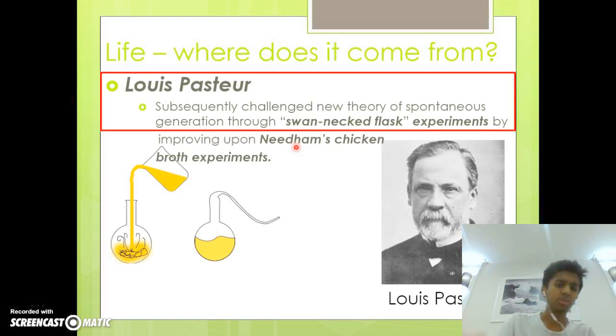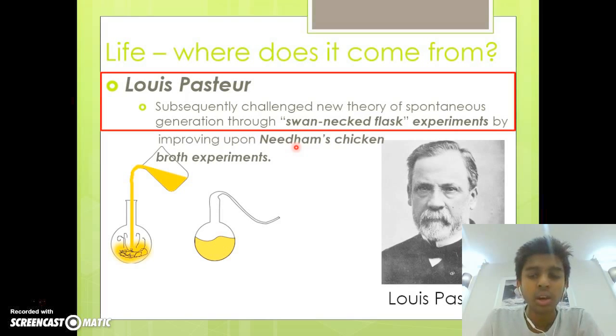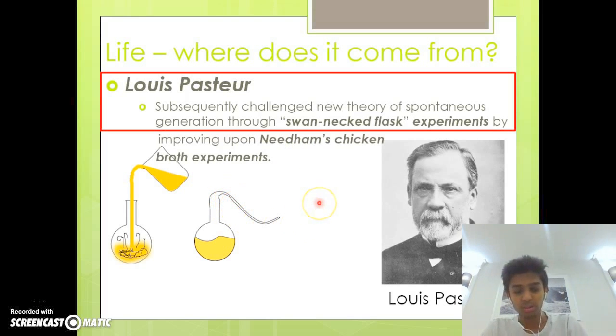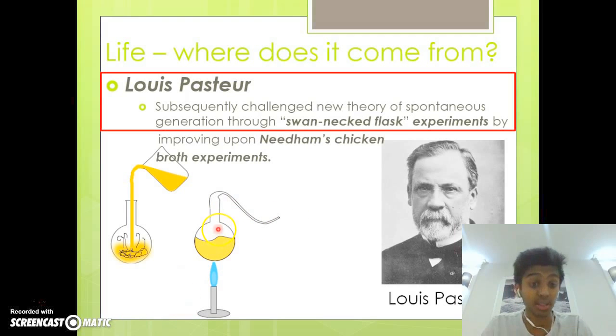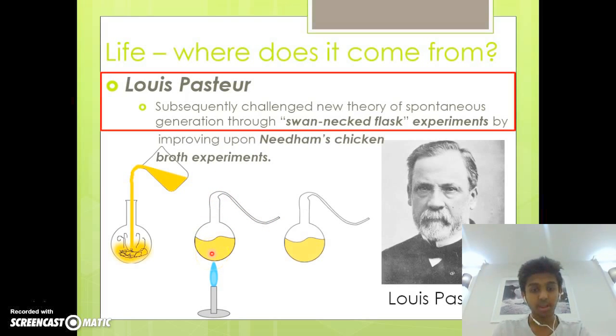So he put the boiled chicken broth in a flask once again, and this killed all the microorganisms present. Now, before he exposed it to air, he created the swan neck figure that you can see, and he heated that once again. So all the microorganisms in the air were automatically killed, and anything in the chicken broth was also killed. So the only way for the air to enter was to go through this tube and enter back in.